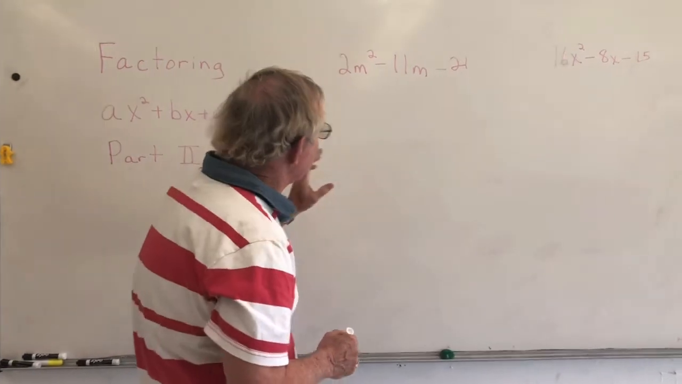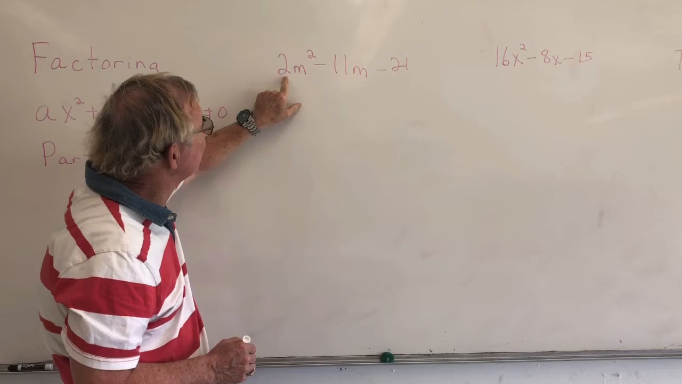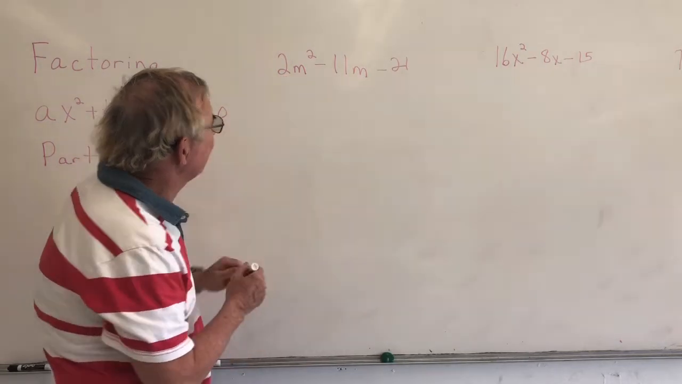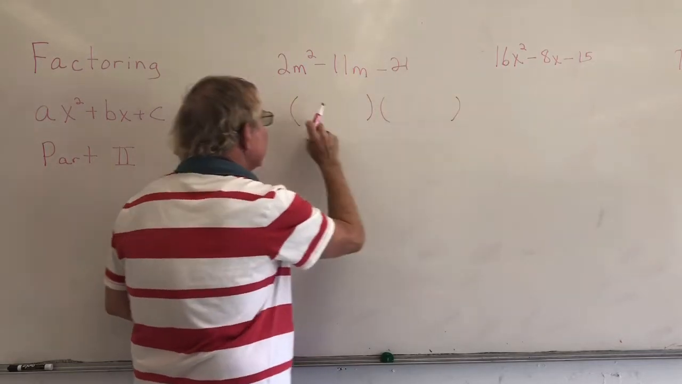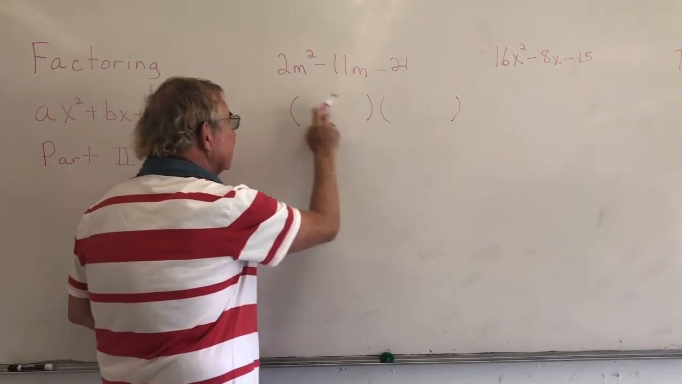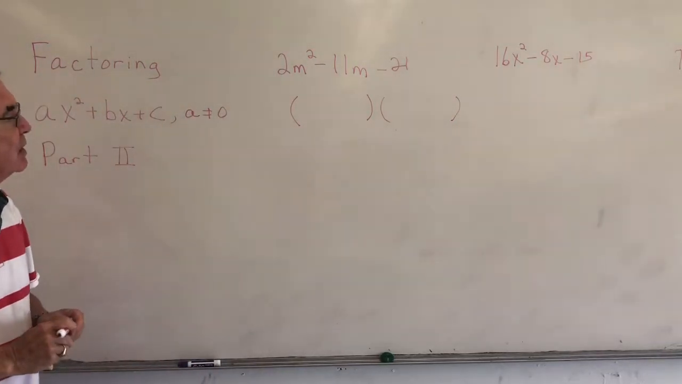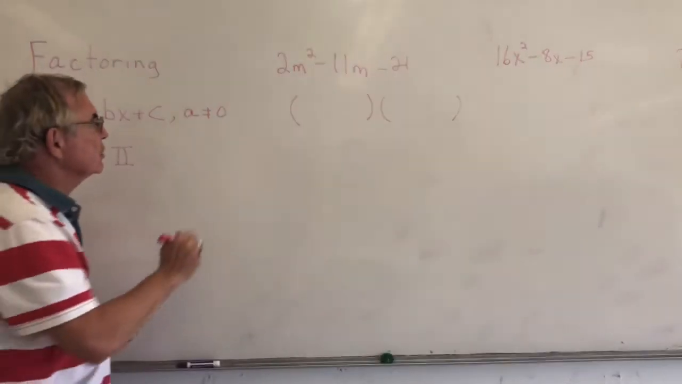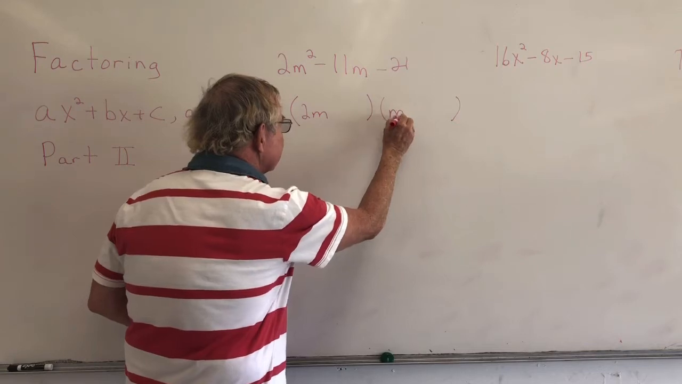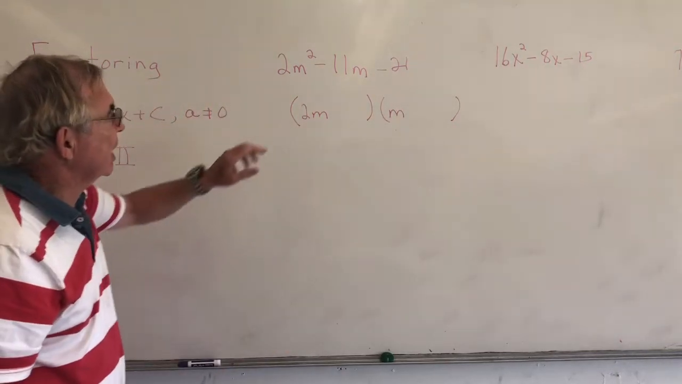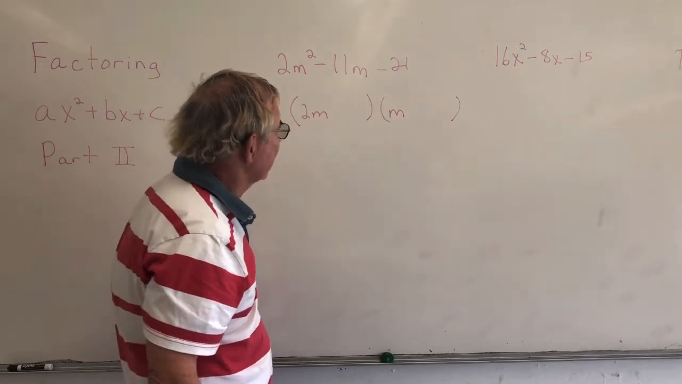yesterday, or part 1, we did a lot of quadratics where the leading coefficient was 1. Well, if the leading coefficient was 1, we didn't even have to hesitate. We just put m and m. But now it's 2m squared. But that's not too bad, because 2 only has one set of factors, 2 and 1. So if it's going to factor, it's going to have 2m and m. Now, this sign being negative tells you that one side's positive and one side's negative, but we don't know which one.